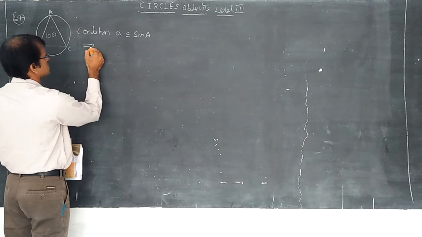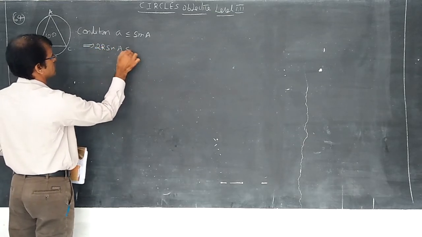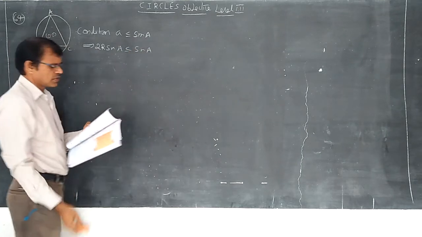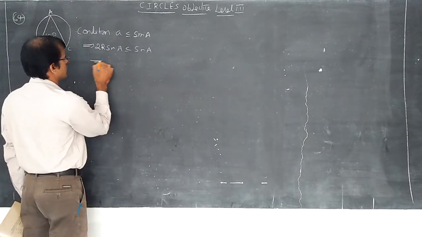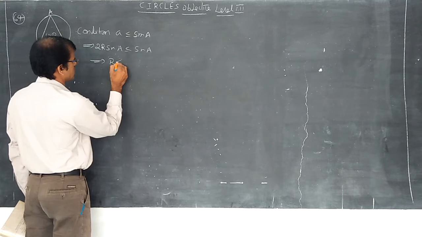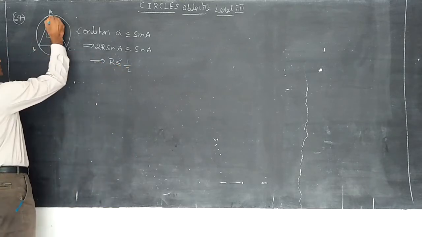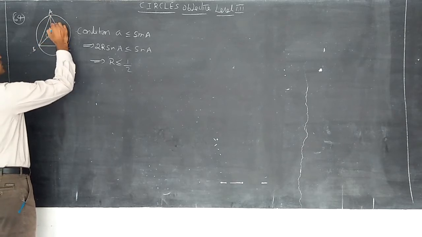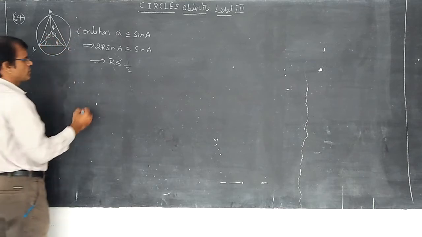That implies we can write small a is 2R sin A less than or equal to sin A. Given the less than or equal to symbol, sin A will get cancelled. We can understand that R is less than or equal to 1 by 2. So the circumradius, capital R, should be less than or equal to 1 by 2.